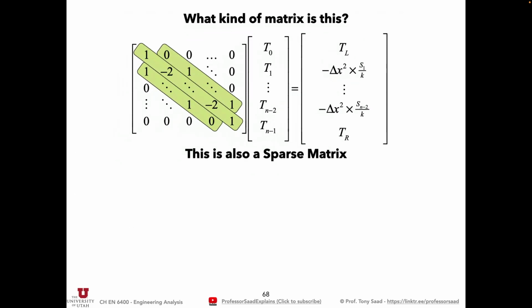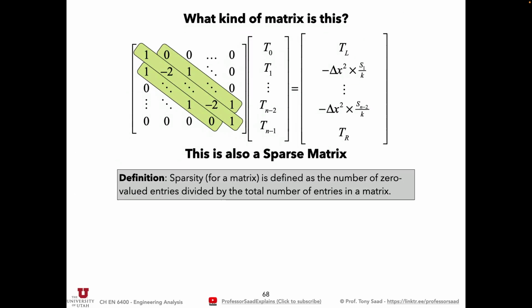This is also what we call a sparse matrix. What is a sparse matrix? A sparse matrix is one that has a sparsity more than 50%. So what is sparsity? Sparsity for a matrix is defined as the number of zero-valued entries divided by the total number of entries in the matrix. In other words, what is the fraction of all the 0 entries in the matrix?